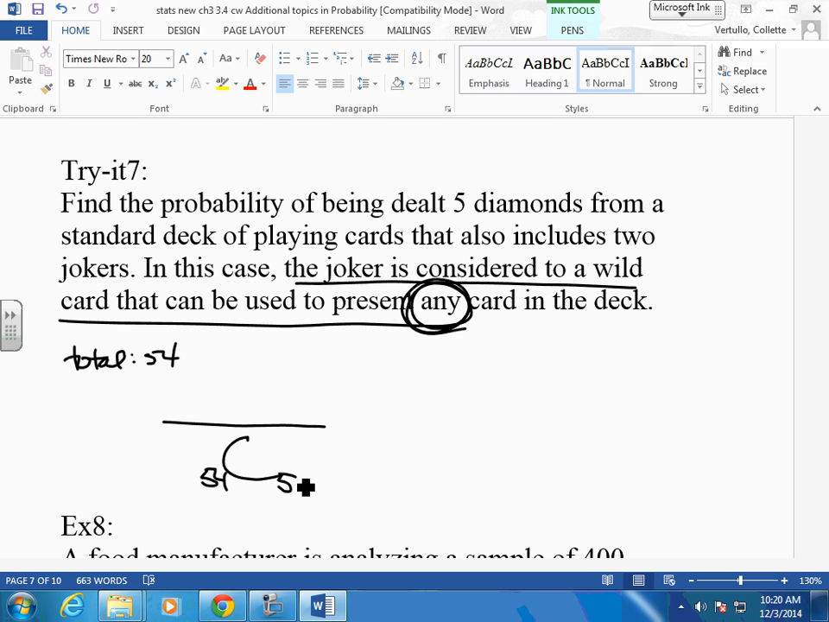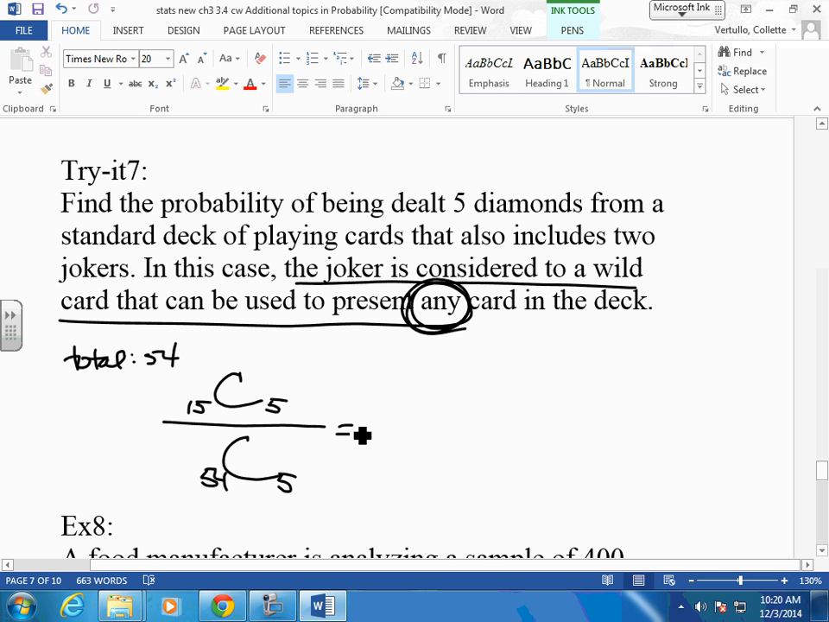So altogether, let's do the bottom. Altogether, you had 52 cards plus these 2 jokers that we're dealing from, right? Now, the top part. How many diamonds in my deck? 13. So should I write 13C5? No. 15. Why? Because my jokers would count as diamonds. So now it added to me, in this case, 2 extra diamonds because I'm looking for diamonds. See it?